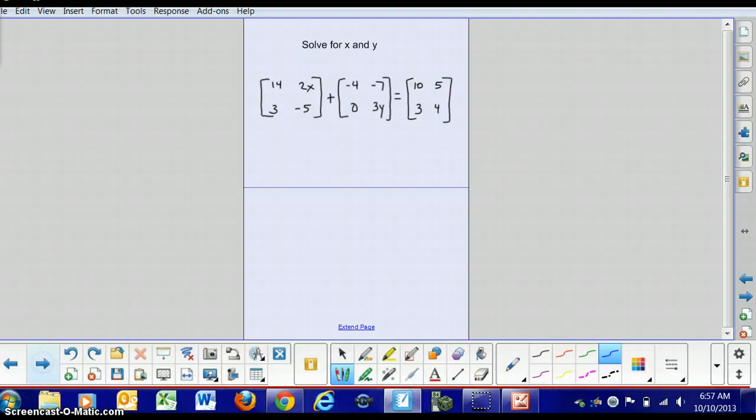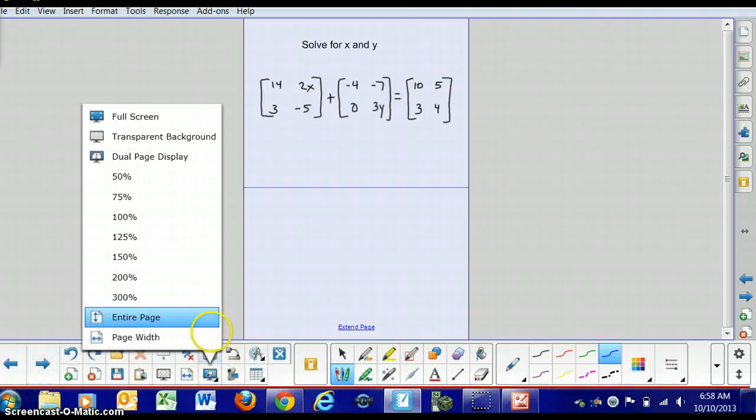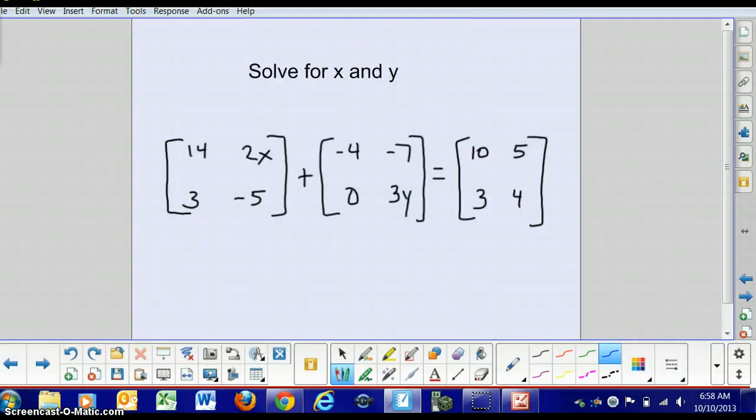Alright, continuing on. We're almost done here. Last problem. Let's see if we can solve for x and y. So I have a 2 by 2 matrix being added to a 2 by 2 matrix, and the sum is also a 2 by 2 matrix. This makes sense. So now let's see what we have here.